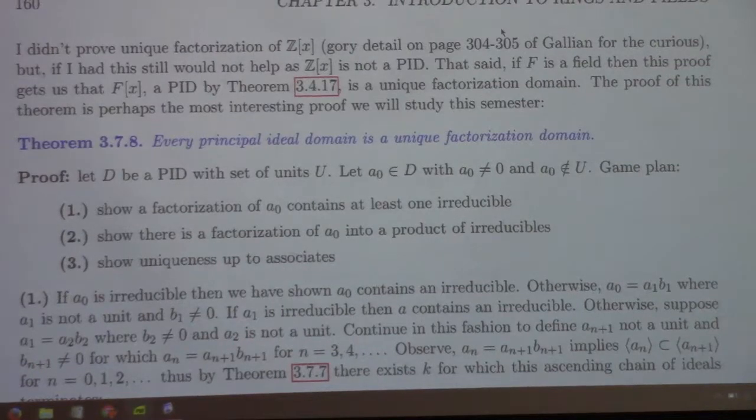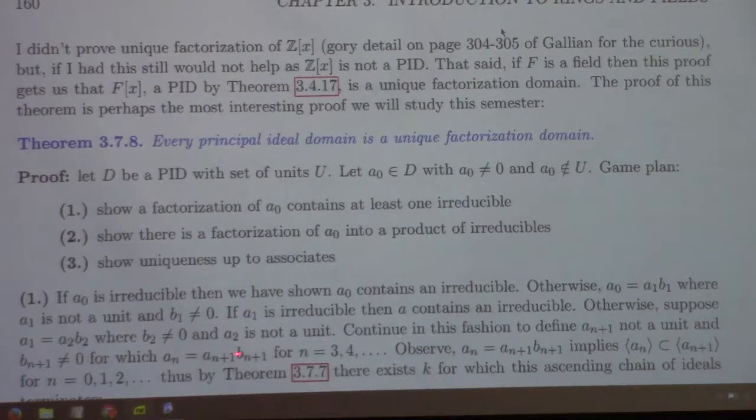And so in other words, we just keep splitting it. We keep splitting it and splitting it and splitting it. If at any stage in the game we find an irreducible, well, great, we stop because we've shown that the factorization contains an irreducible. But otherwise, we continue. And so the rule is A sub n is equal to A sub n plus 1 times B sub n plus 1. We keep splitting it like this.